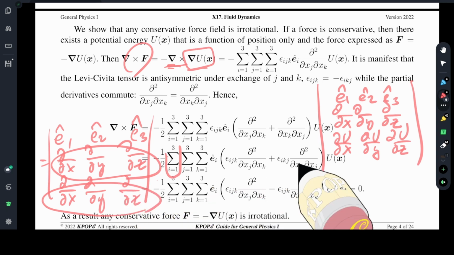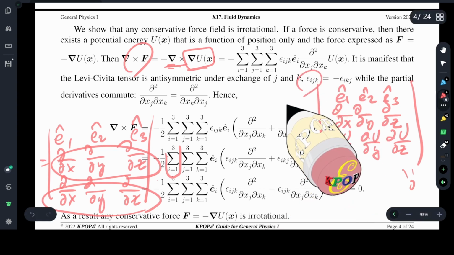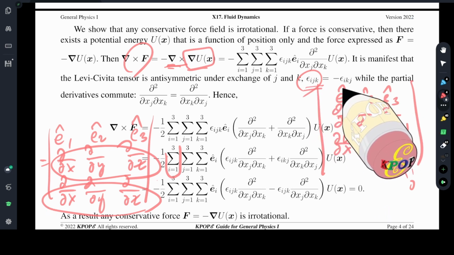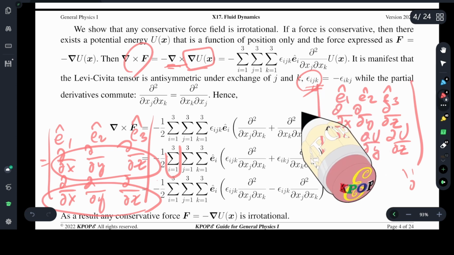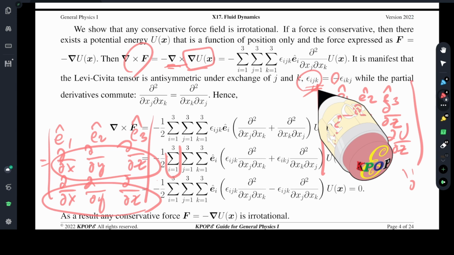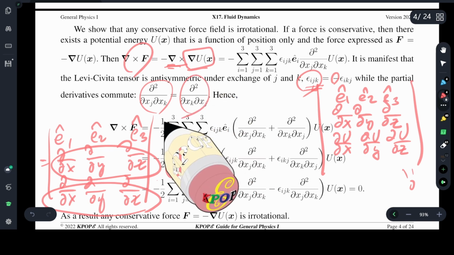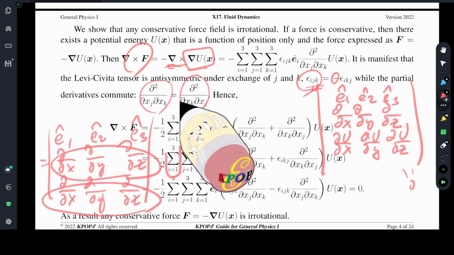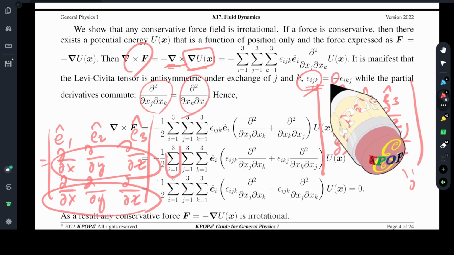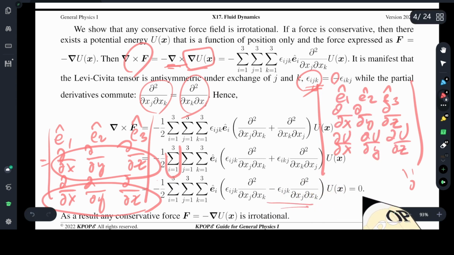Another way to find that this is vanishing is explicit calculation using the Levi-Civita tensor. By making use of the anti-symmetry, if we exchange any two indices, for example J and K, we have a negative sign because of the permutation. However, if we exchange the order of the differential operators, it doesn't matter. They are symmetric. So the product of symmetric and anti-symmetric objects is always vanishing, and this shows explicitly that it vanishes.